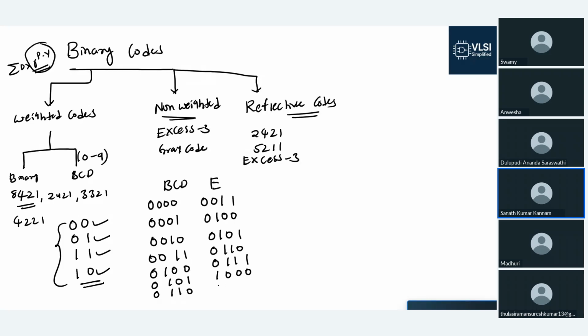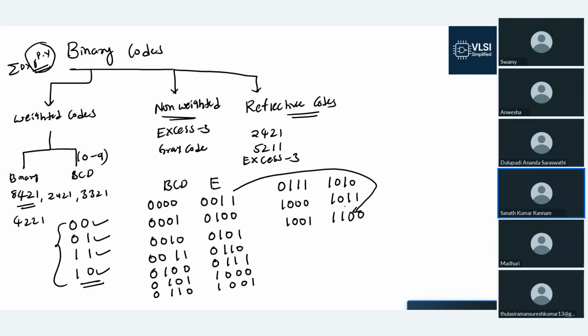What are you getting? 1, 0, 0, 1. Okay, and next 0, 1, 1, 1. You are getting 1, 0, 1, 0. So 1, 0, 0, 0. You are getting 1, 0, 1, 1. And 1, 0, 0, 1. What are you getting? 1, 1, 0, 0. Okay, so that means if you apply 1's complement for this one, you are getting this value.